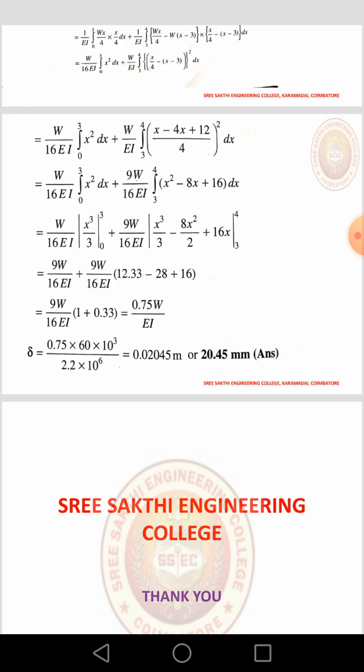So after the substitution of the W and EI values, we get the delta, that is the deflection value, as 0.02045 meter, or 20.45 mm. So this is the deflection for a simply supported beam. Okay, thank you.